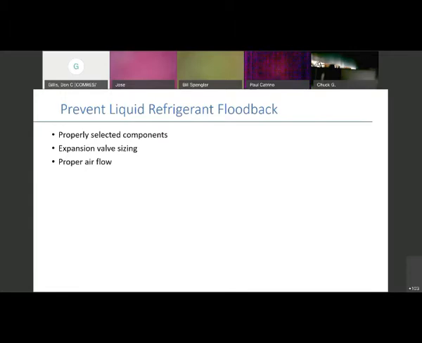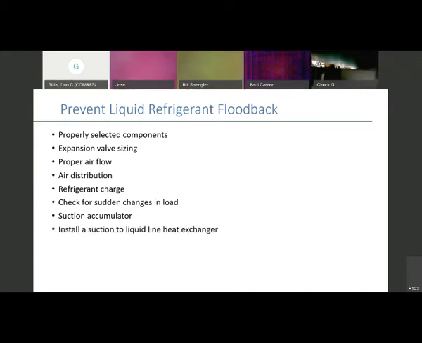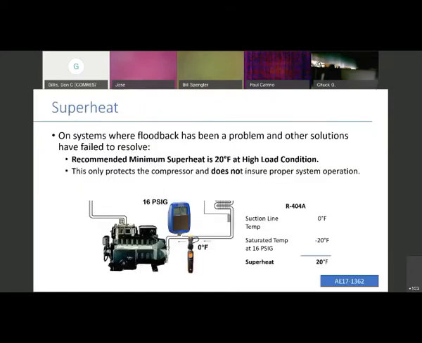Do we have proper airflow? Air distribution, the refrigerant charge, and we'll show some AE bulletins on that here in a little bit. Check for sudden changes in the load, okay? And do we have a suction accumulator, or do we need a suction accumulator? That's something to think about. And install a suction to liquid line heat exchanger, if you've seen those, okay?